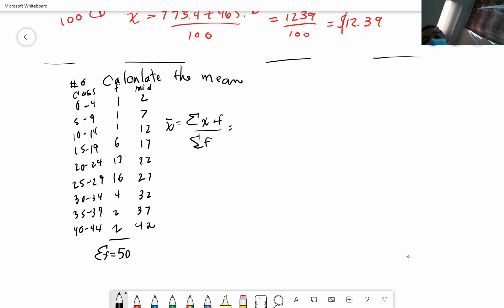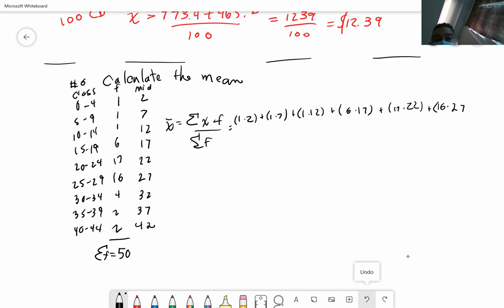All right, so now you just do 1 times 2, plus 1 times 7, plus 1 times 12, plus 6 times 17, plus 17 times 22, plus 16 times 27, plus 4 times 32, then 2 times 37, then 2 times 42. And then you do all that math and divide it by how much?